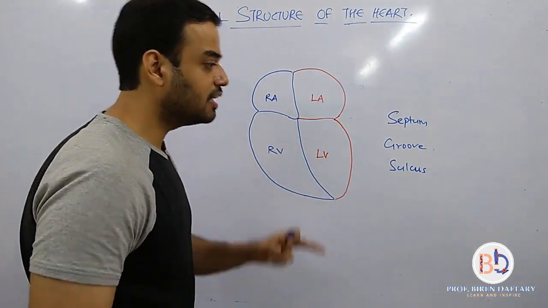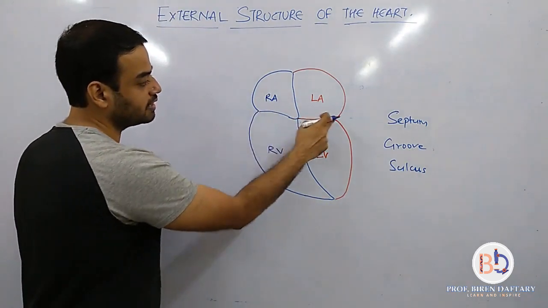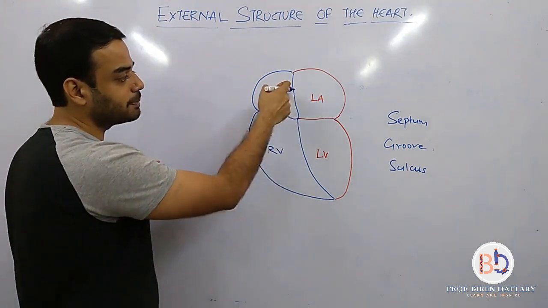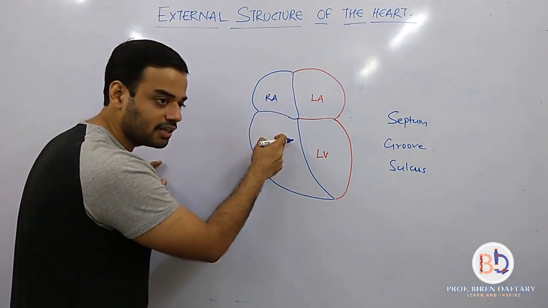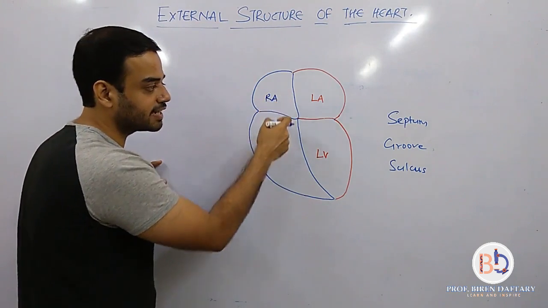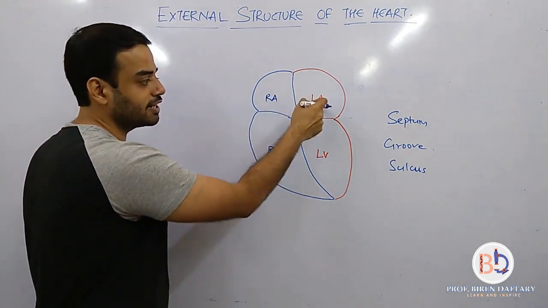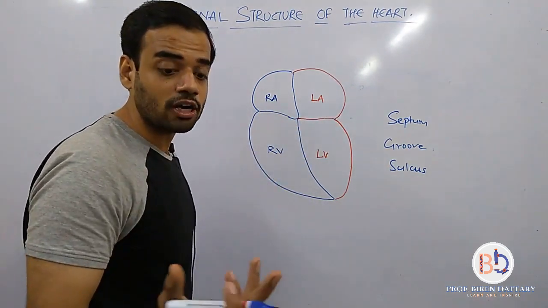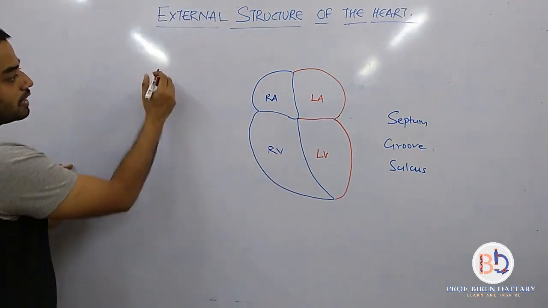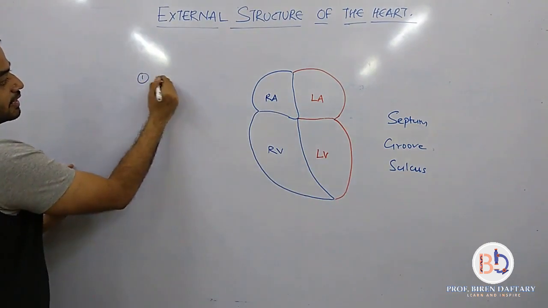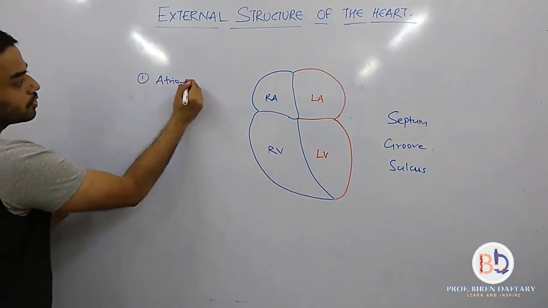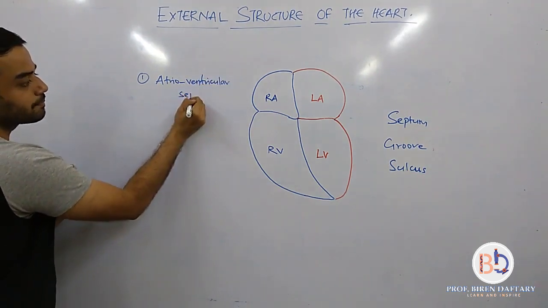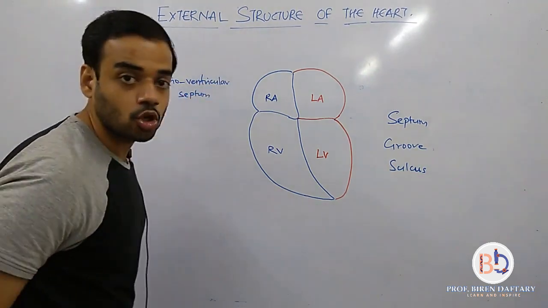For example, if you are talking about these two walls, this one and this one, then these walls are present between the atrium and the ventricle. Obviously this one is between the right atrium and right ventricle, this one between the left atrium and left ventricle. So these walls can be called the atrioventricular septum. This I have already taught you.